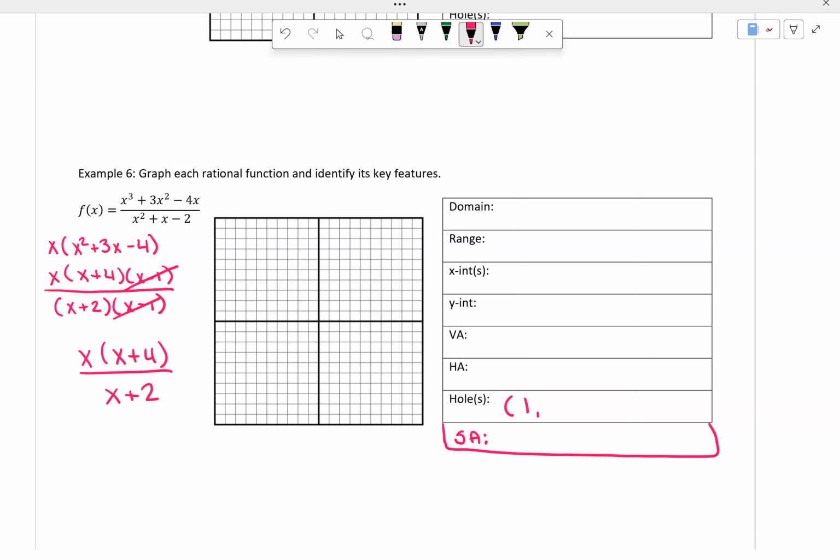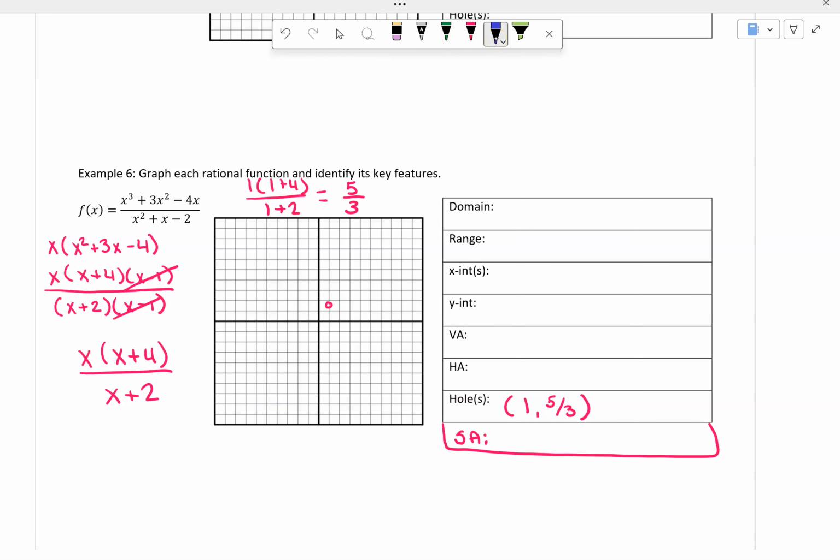So let's go plug in 1. So to actually do that, I think I'm going to go ahead and distribute. Nah, it's fine. I'm going to plug it in up here though. 1 plus 4 over 1 plus 2. So that will be 5 over 3. So the first thing I want to do is go get that on here. So 1, and then right there. Okay, so now let's go find some other things.